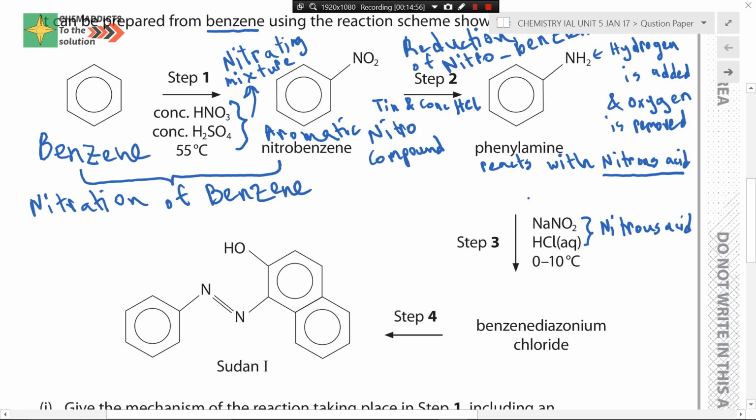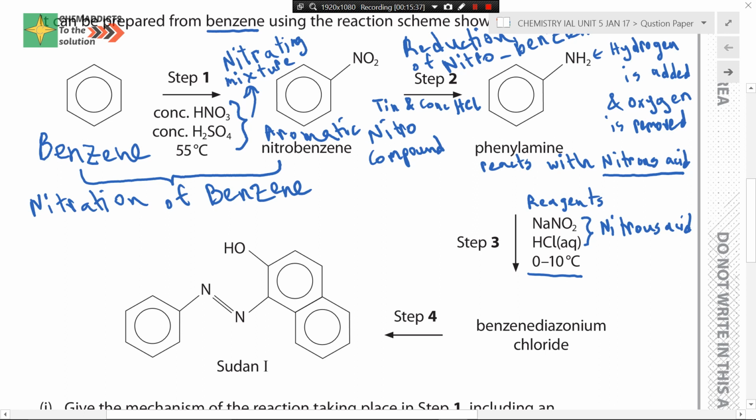These are the reagents for this reaction, and the condition is this. In the third step we have converted phenylamine into benzene diazonium chloride. The conditions for this reaction are the reagents sodium nitrite and HCl, and the temperature of 0 to 10 degrees Celsius. So why do we need these reagents?